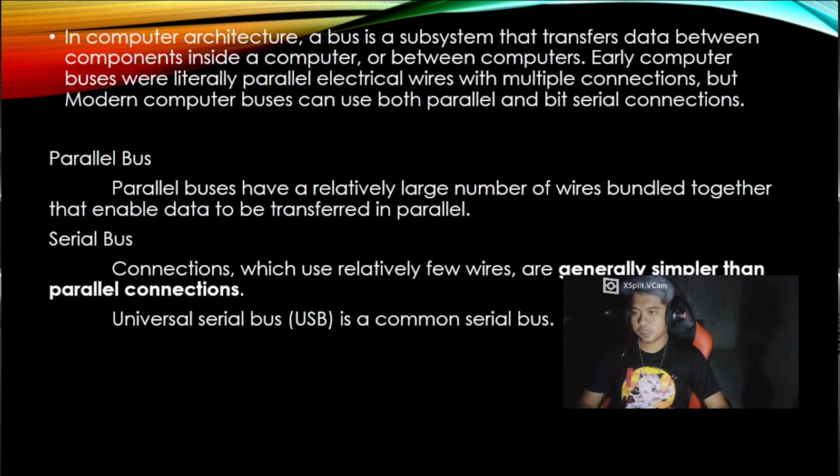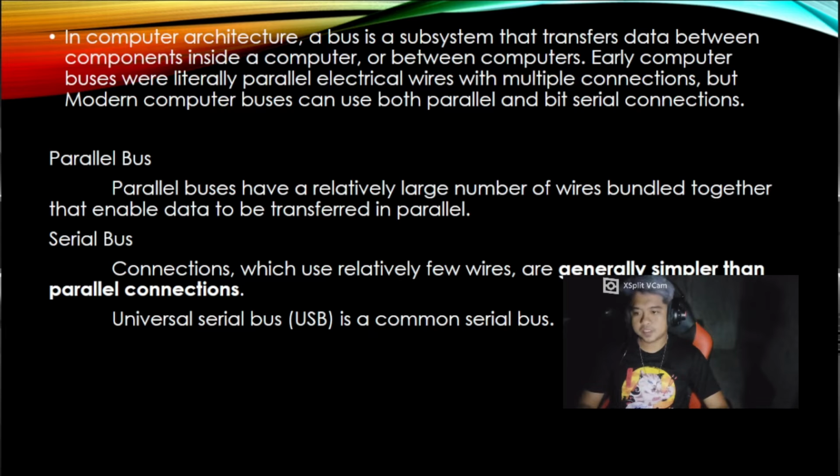In a computer architecture, a bus is a subsystem that transfers data between components inside a computer or between computers. Early computer buses were literally parallel electrical wires with multiple connections, but modern computer buses can use both parallel and bit serial connections. What is a parallel bus?